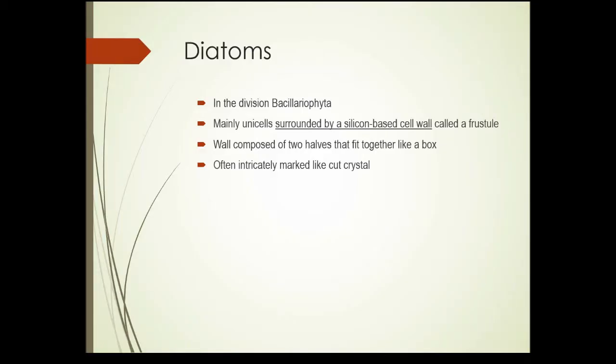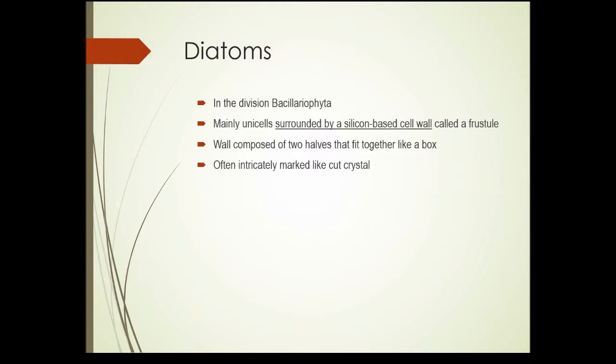Unit 14, Section 2. We're going to start this section by taking a look at the diatoms. Diatoms are in the division Bacillariophyta, and diatoms are mainly unicellular organisms. The key thing about diatoms, though, is their cell wall is silicon-based. It's called a frustule.